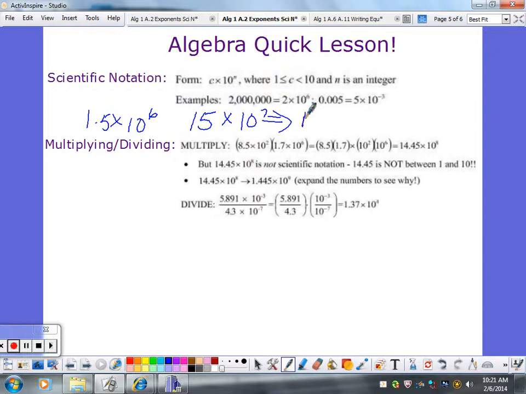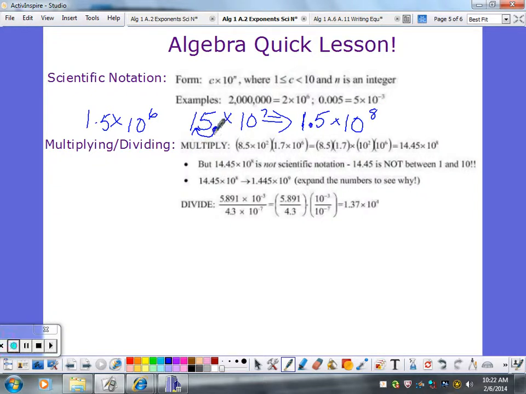So I want it to be a number in between 1 and 10, so I took the decimal here and I moved it. What happens to my power of 10 if I want an equivalent number? It would go to the 8th power. How come?